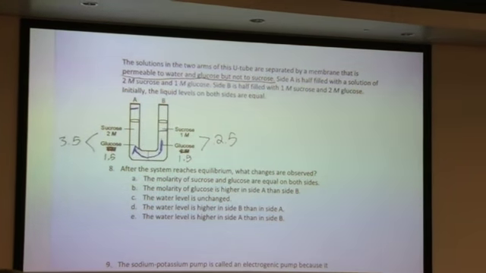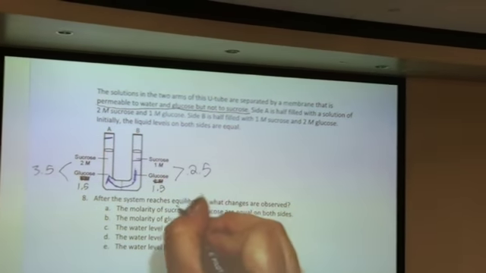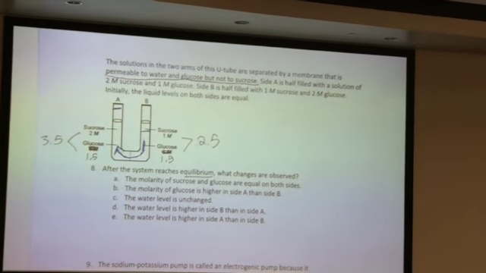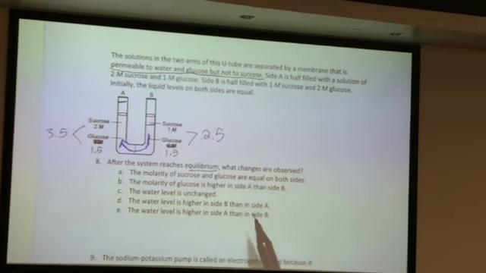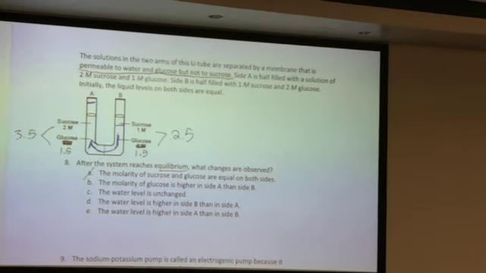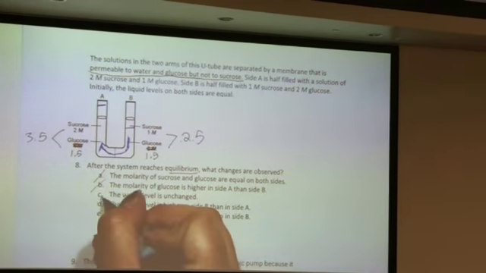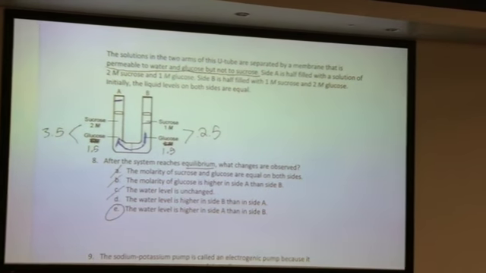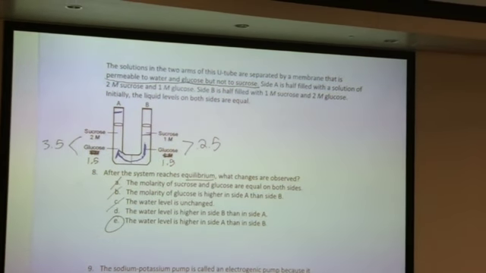So now let's look at the answer choices. After the system reaches equilibrium, so this means when everything is done, what changes are observed? The molarity of sucrose and glucose are equal on both sides. Yes or no? No. The molarity of glucose is higher inside A than inside B? No. The water level is unchanged? No. And then which side is the water higher? And that's how we do it. So that is like the hardest question you could possibly get.